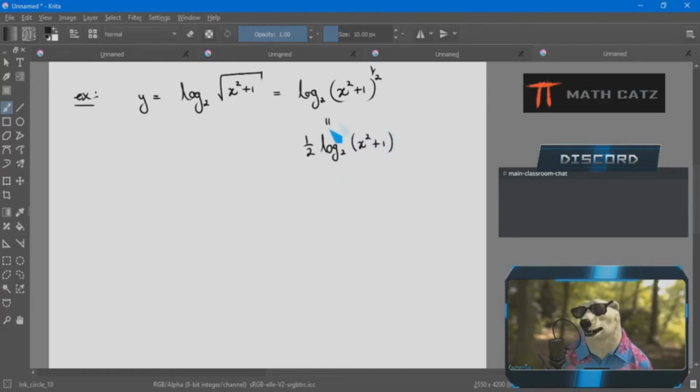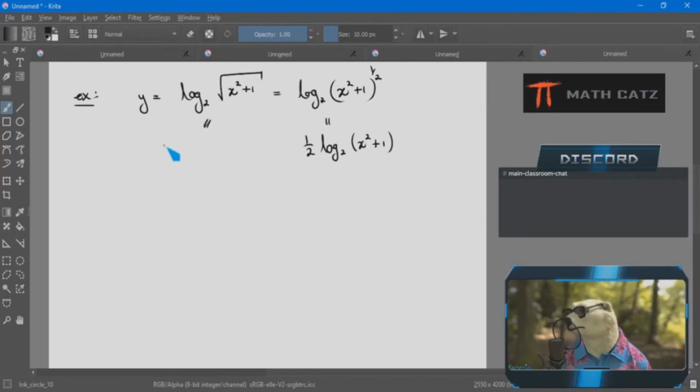Because now I have a simpler function as my inside function, so it's much easier to work with. You didn't have to do this. You could have done it with the original one. Regardless, you need to change the base, regardless.